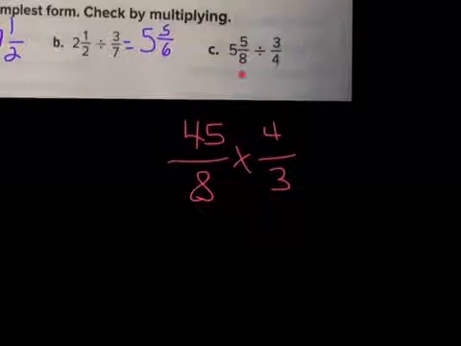Okay, and again for the third one I did the same. I converted the mixed number to an improper fraction. 8 times 5 is 40, plus 5 is 45 over 8. I changed the division to multiplication, and I flipped the second fraction to 4 over 3.